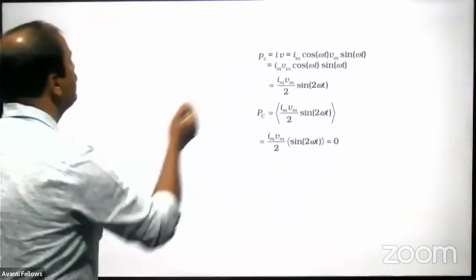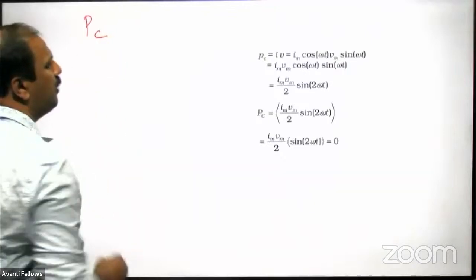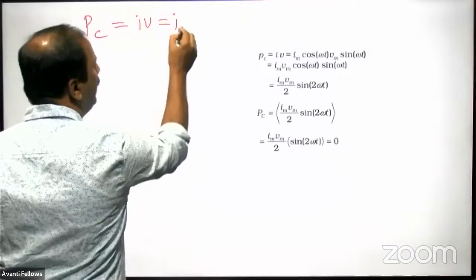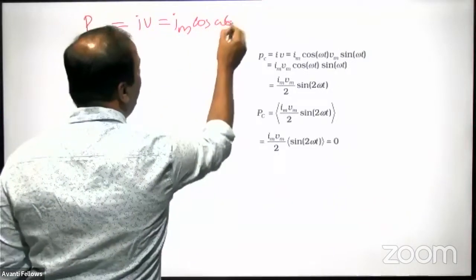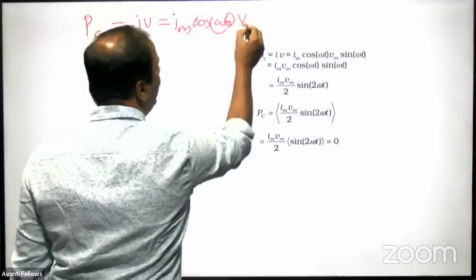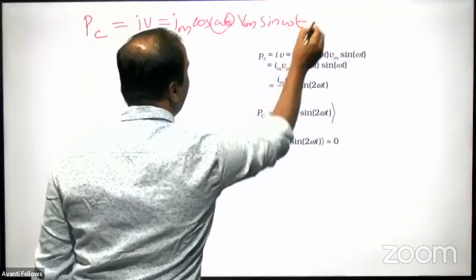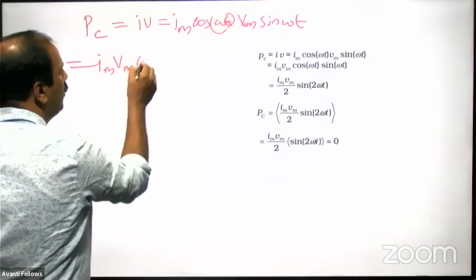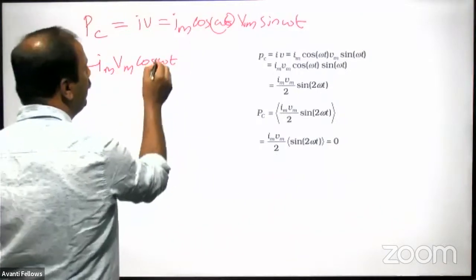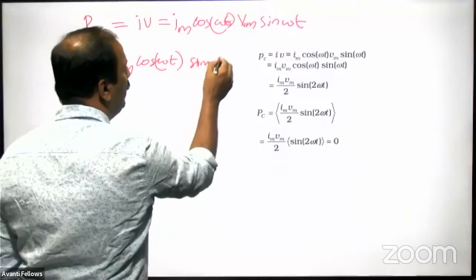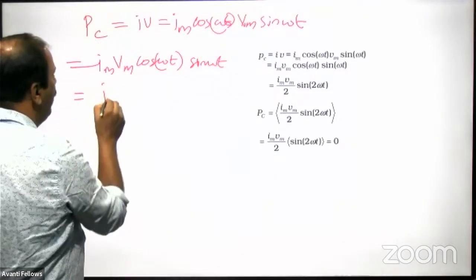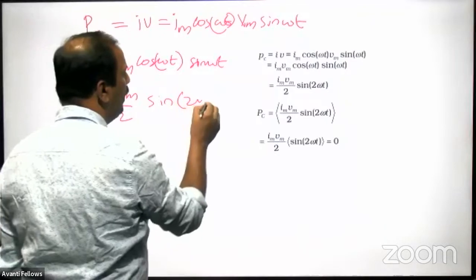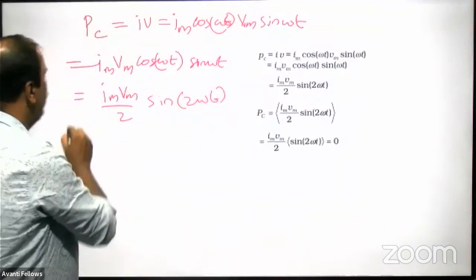So how we can see this power across the capacitor: PC is equal, same way, to I into V, which is equal to Im cos omega t, this is the current, into Vm sin omega t. So this will become Im into Vm cos omega t sin omega t. So this will become Im Vm by 2, same format almost, sin 2 omega t. So this is the instantaneous power across the capacitor.